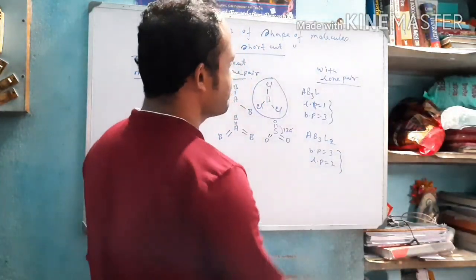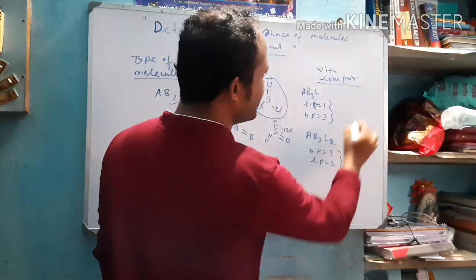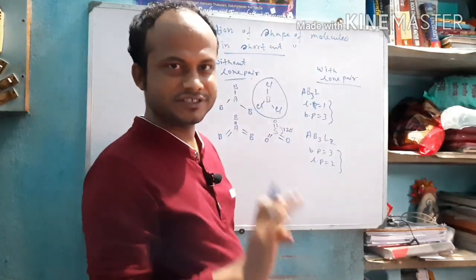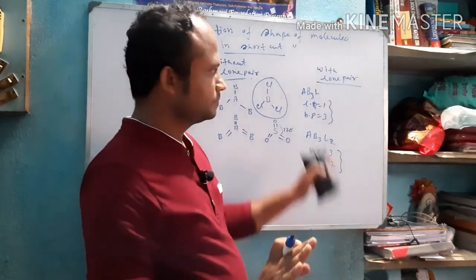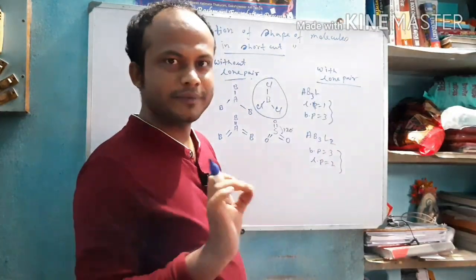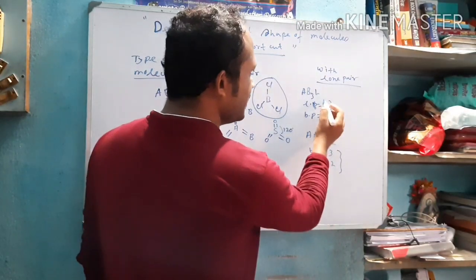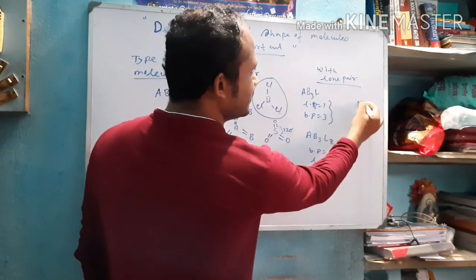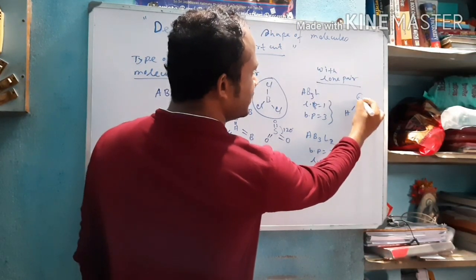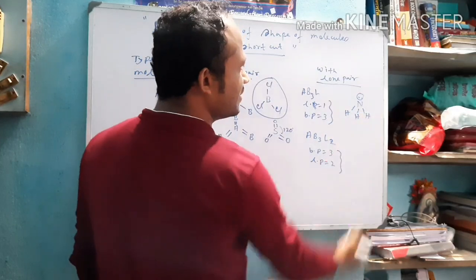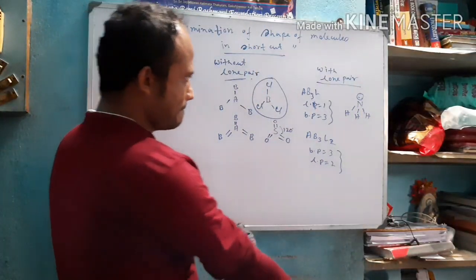What is the example of this type of molecule, with 3 bond pairs and 1 lone pair? 3 bond pairs means 3 and 1 lone pair is 2, so the last shell electron number is 5. The A atom has 5 electrons in its outermost shell, 1 lone pair and 3 bond pairs. The example will be NH3. Here 1 lone pair and 3 bond pairs. The last shell electron number is 5.